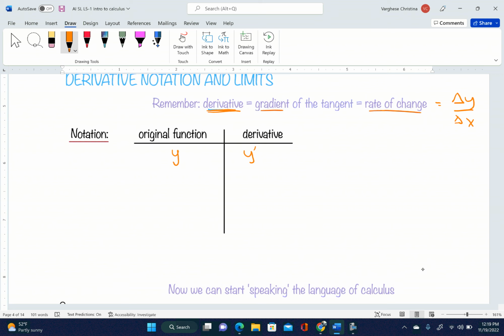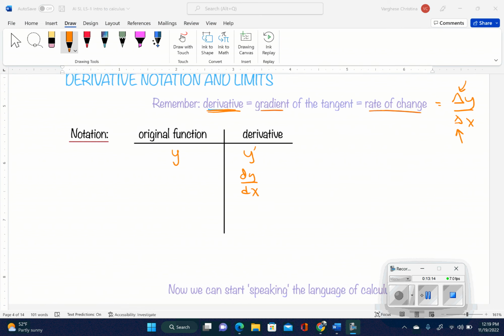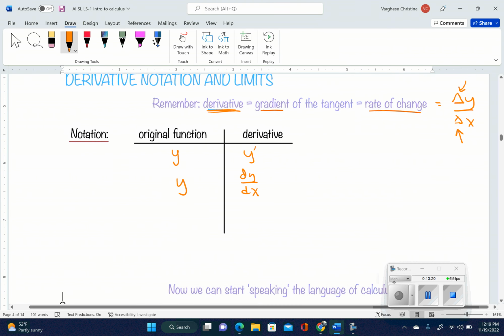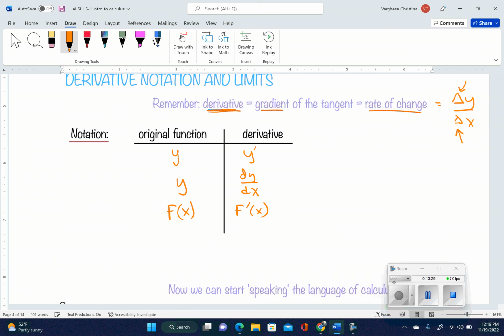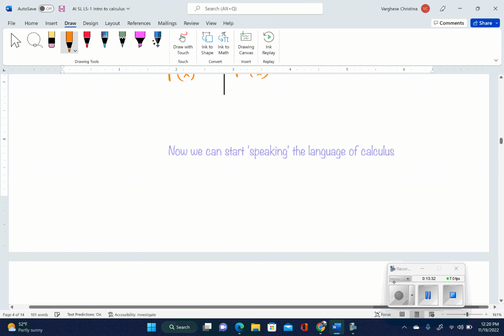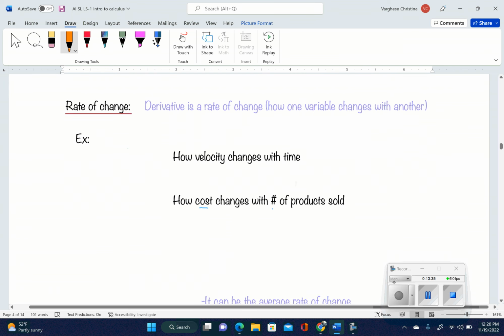Another way to write your function is you can have something called dy dx, which is delta y over delta x, right? That's the change in y over the change in x, which is called rate of change, okay? So that's another way that you can notate derivative, and that's when the original function is y. Another way that you can notate derivatives is if we have f of x, the derivative of f of x is going to be f prime of x, okay? So this is helping us to start speaking the language of calculus, all right?